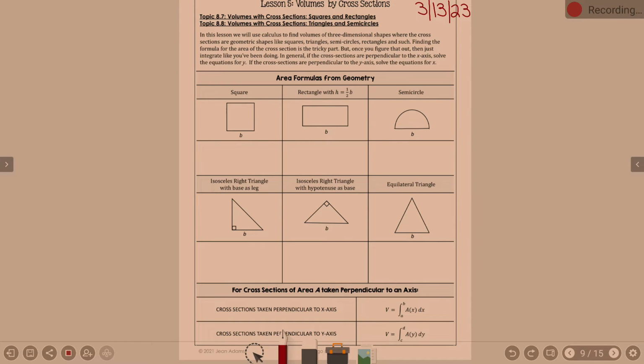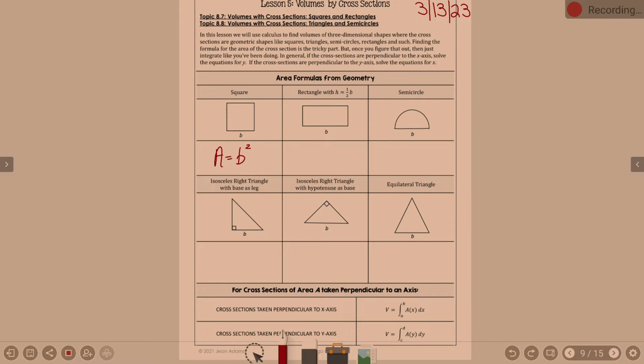So now, square. These are all based on the idea of if you know the base. Okay? So if you know the base of the square, how do we do area of a square? Base times base, or in other words, base squared. Okay?